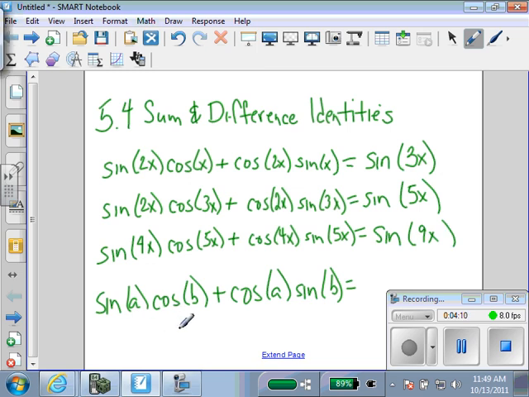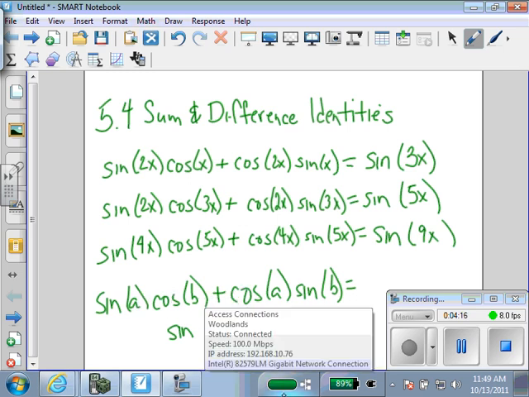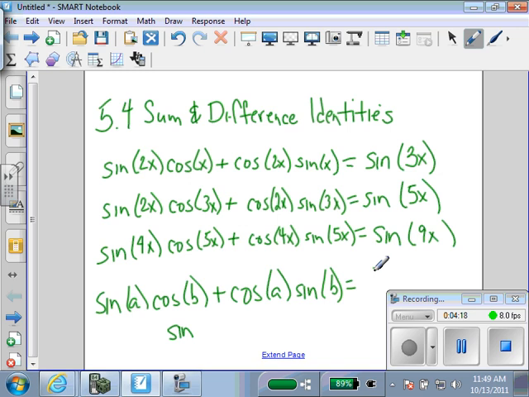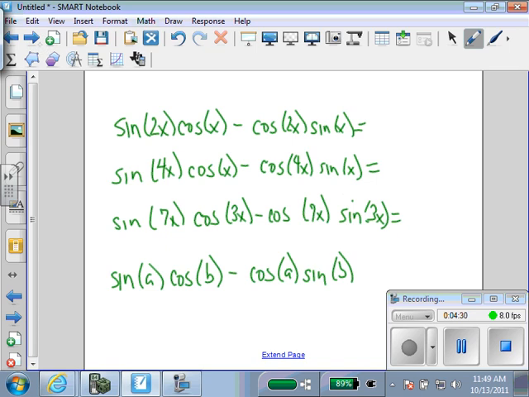So what this means in general is that if I do sine of something, cosine of something else, plus cosine of that first something, sine of something else, what I'm going to see is a sine wave. In fact, I'm going to see multiple sine waves in the space that one normally takes up. I'm going to see A plus B of them. Okay. So now let's try it with subtraction. Sine 2x cosine x minus cosine 2x sine x.